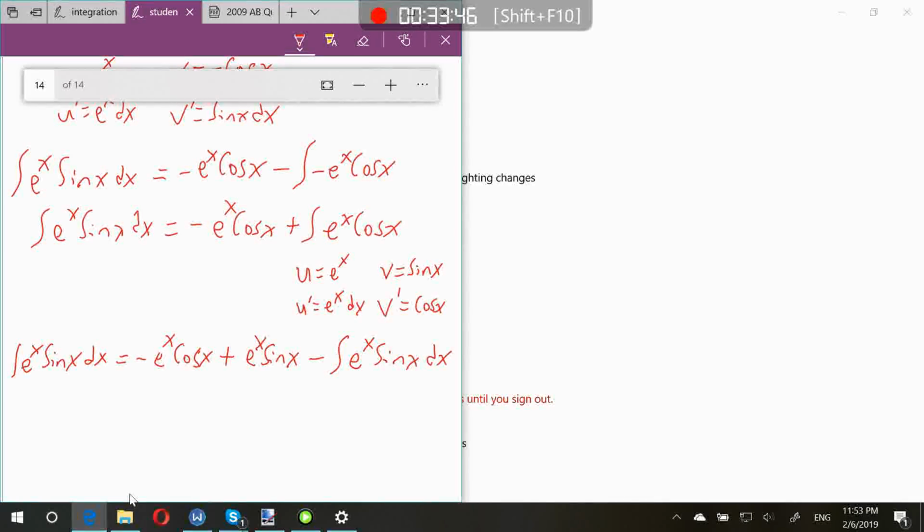Okay, I'm right back to where I started, right? This integral was the same integral that I had originally. But because I am subtracting the same thing that I have on the left side of the equation, I can actually add the integral of e to the x sine x dx to both sides of my equation.